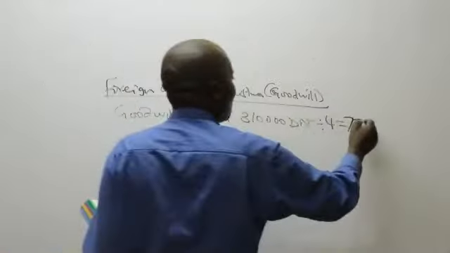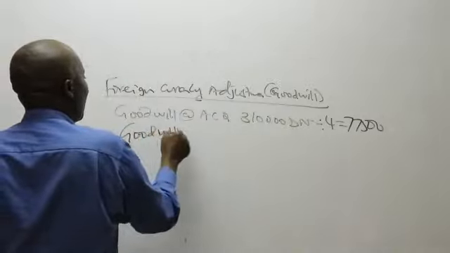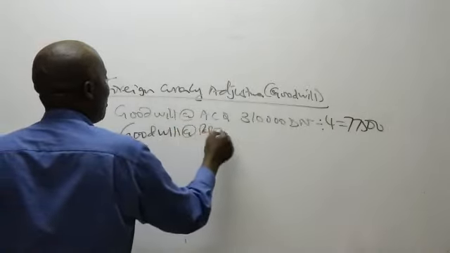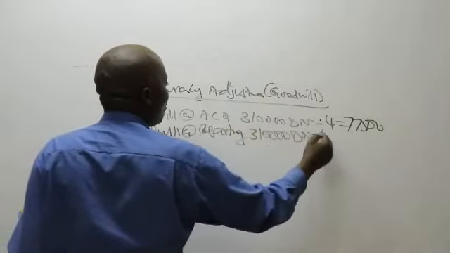77,500. Thank you very much. And then now we have goodwill at reporting. Goodwill at reporting was also 310,000 DN. But I would want to translate this.